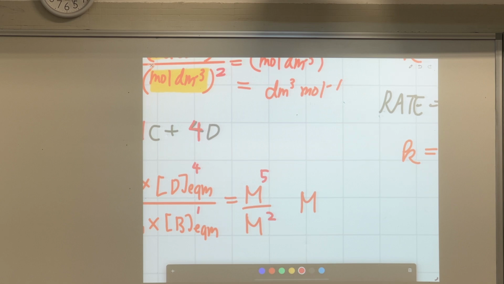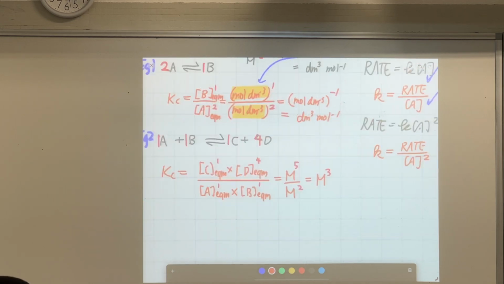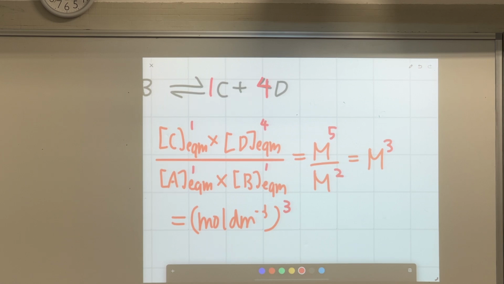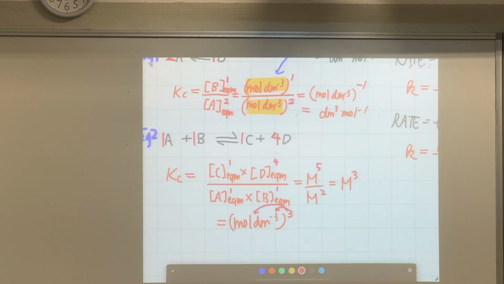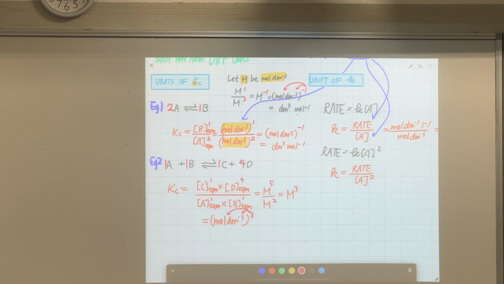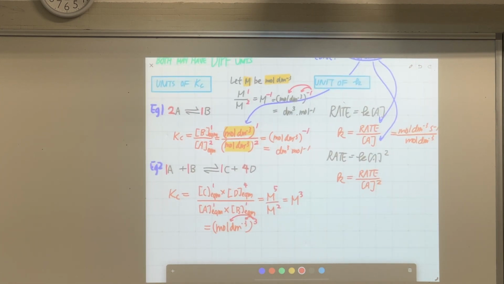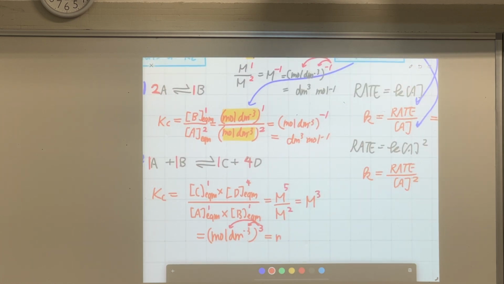Molar cube, yes. Now can you expand the cube back into mole per dm cube? So you have mole per dm cube all to the power of 3. When you expand it, you get mole cube dm to the power negative 9. Is that clear how we get to the unit? I'm bringing this up again because in the unit of K we have a similar thing happening, just that we have to take things up a notch this time.